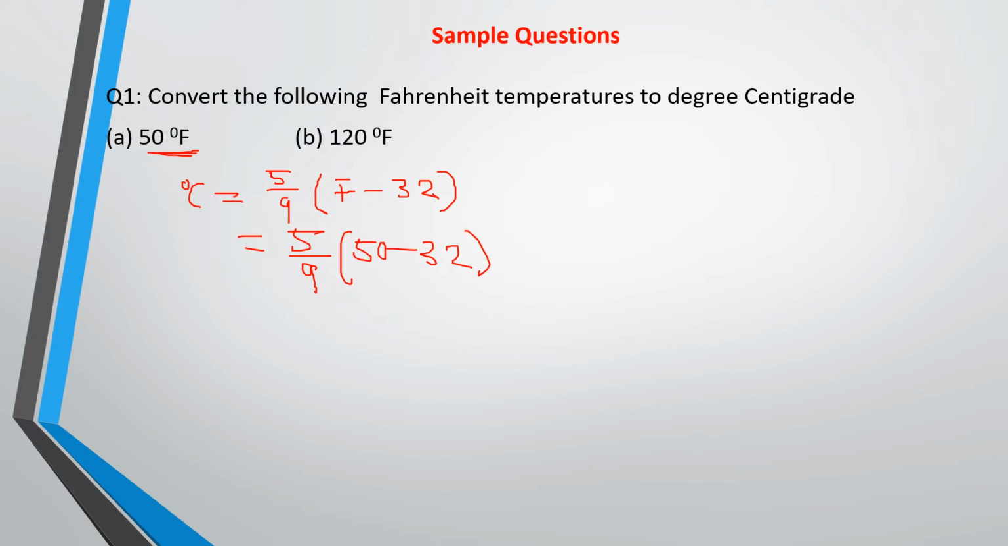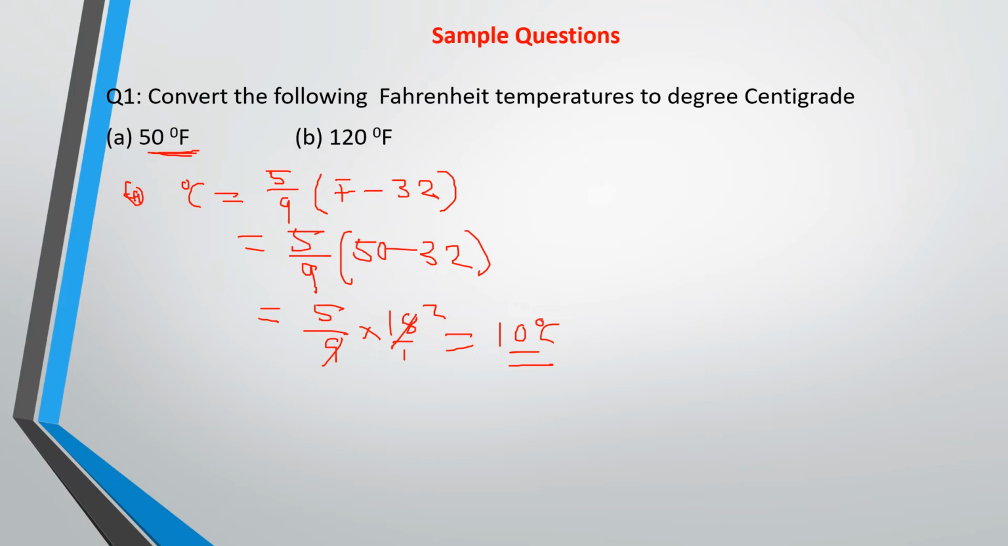Okay. So if you work this out, 50 minus 32 is 18. So you have 5 all over 9 times 18 over 1. So when you cancel all this out, this is 2. So 50 degrees Fahrenheit in centigrade will be equal to 10 degrees centigrade. See, so this one is just simple, direct.